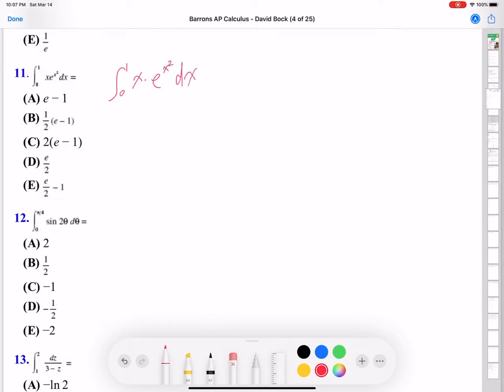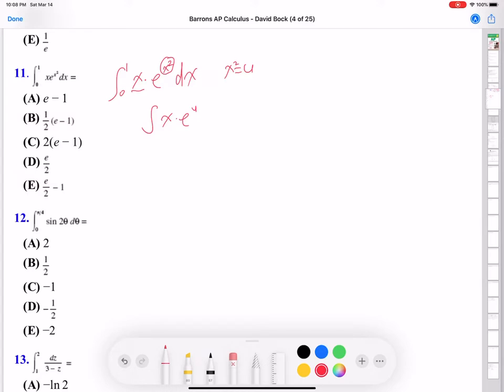It is a u substitution problem because if you let x squared be u part, the derivative is 2x. So this x and that 2x cancel out each other. Let me show how to solve this problem. Okay, x squared is u part. So integral x times e to the u. Now I have to change the dx to du.